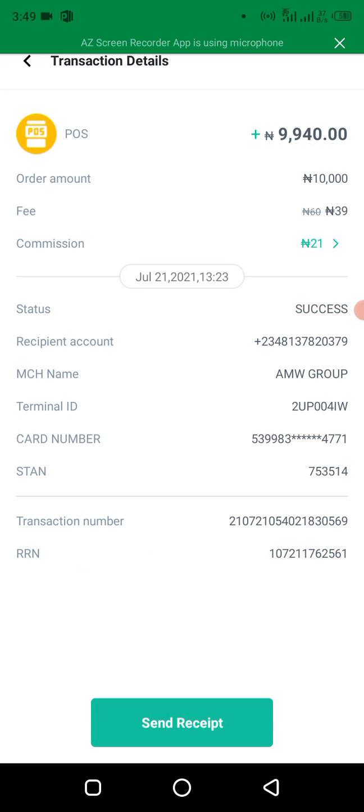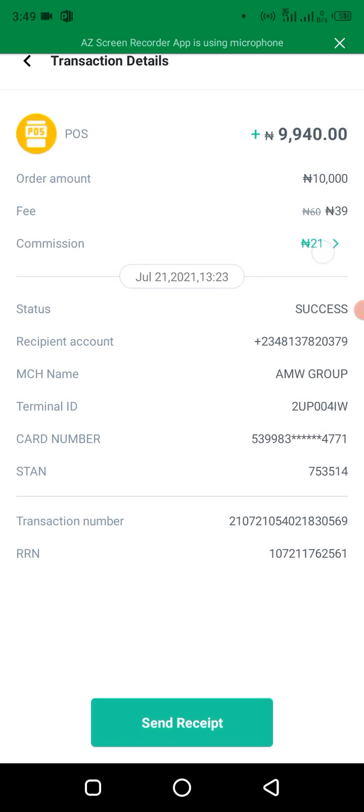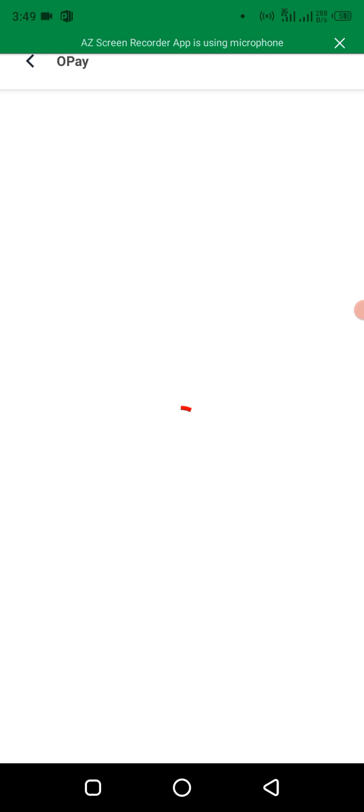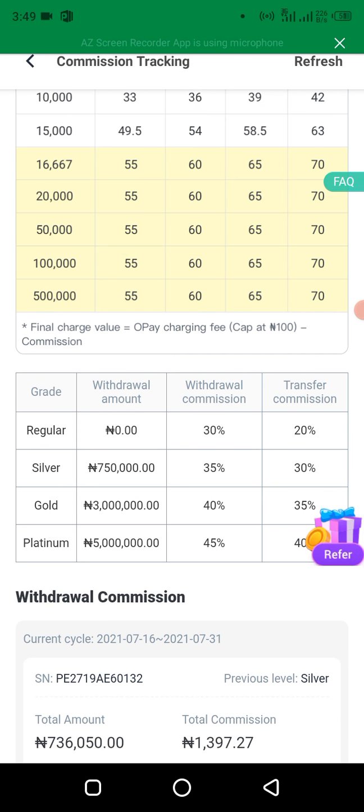So Opay initially debited me 60 naira. But because I'm a silver merchant, they return 30%. Is it 35 or so? 35%, I think. I think for silver merchants, for withdrawal is 35%. Don't let me get this wrong. Let's go back and check. Okay, so yes, I think 35%.